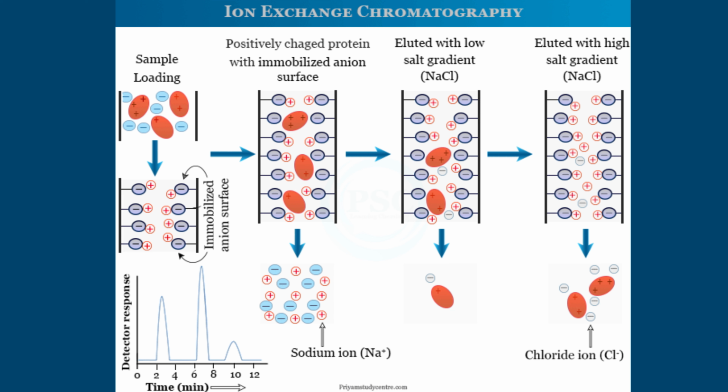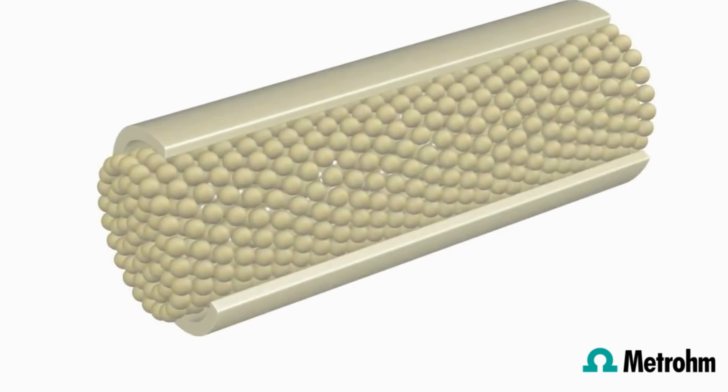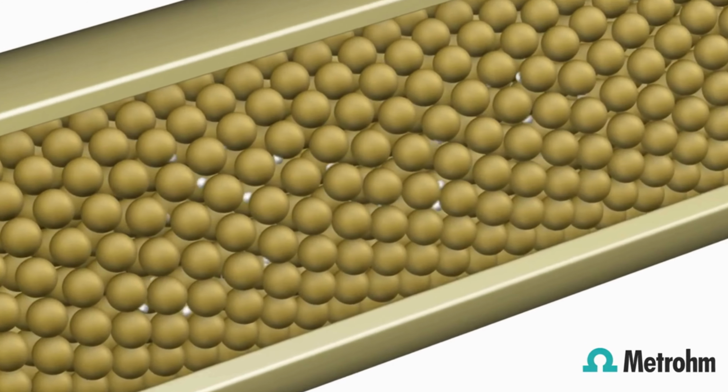Ion exchange chromatography, IEX or IEC, is a liquid chromatographic separation technique in which ionic analytes are reversibly retained by a stationary phase carrying immobilized charged functional groups. Separation arises from differences in the strength of electrostatic interactions between analytes and the stationary phase.